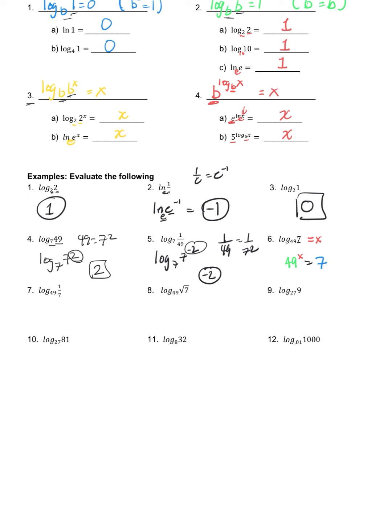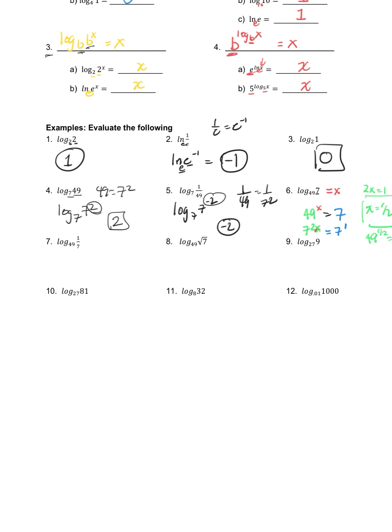Well, 49 is the same as 7 squared. So I have 7 squared to the x, which equals 7 to the first power, if you think about it. Now I'm just going to drop the bases and set the exponents equal to each other. So I get 2x equals 1, so x equals 1/2. And if you think about what they're asking, 49 to the 1/2 equals 7, which is true because that's the square root of 49.